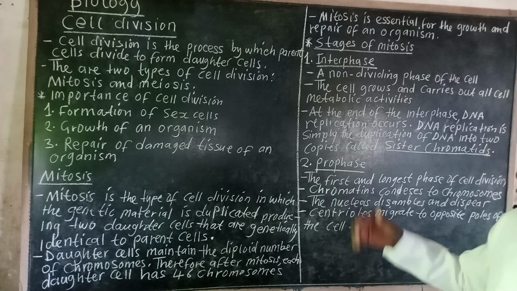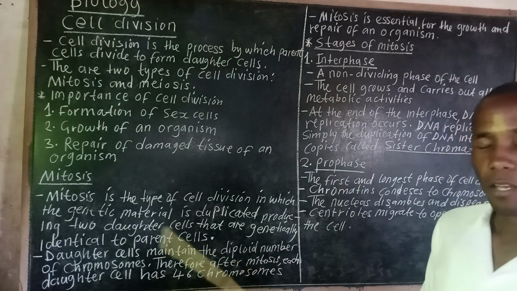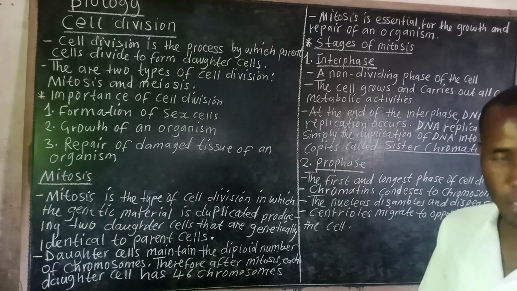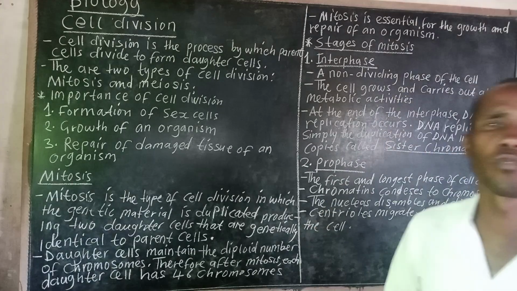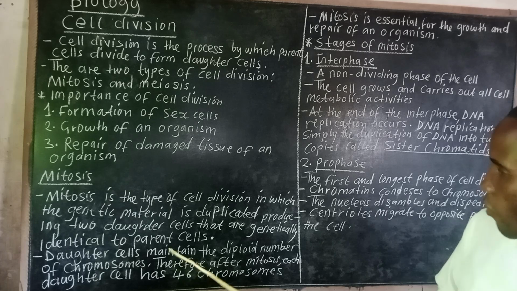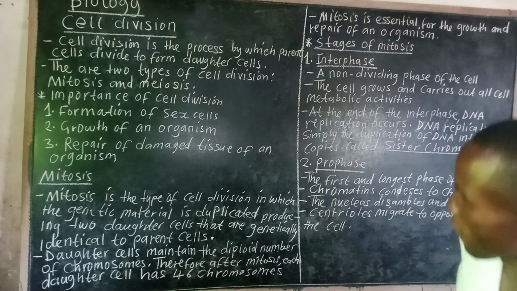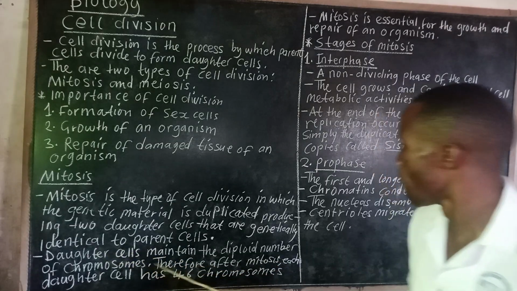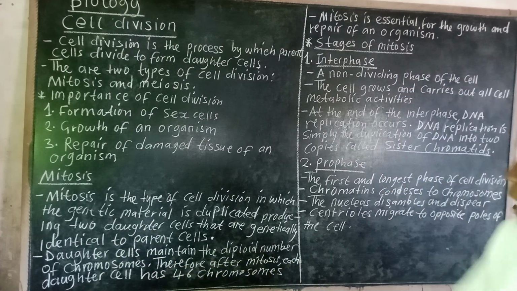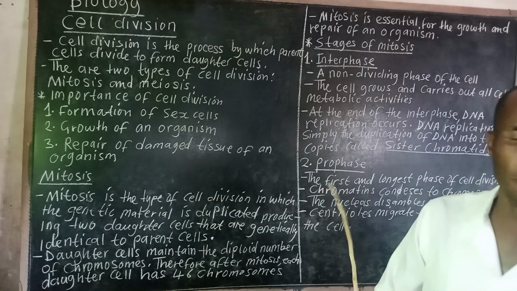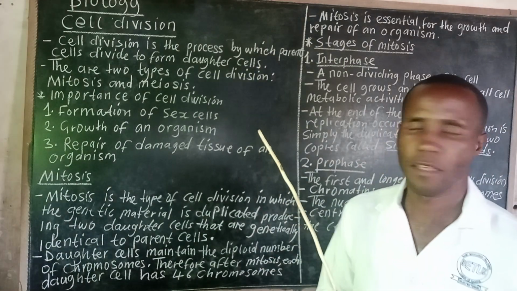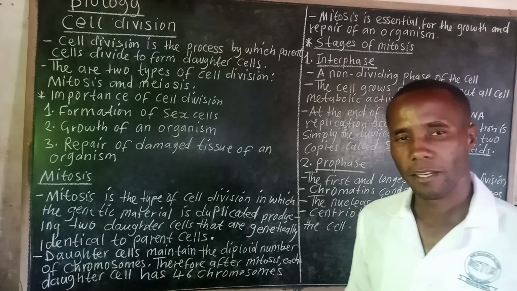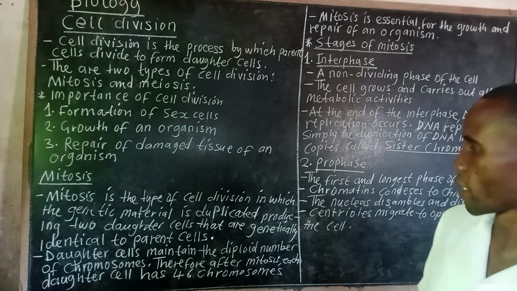Meaning, after this division, the daughter cells that are going to be produced will be genetically identical to the parent cells. Okay, that is mitosis. Then point 2, we are saying daughter cells maintain the diploid number of chromosomes. When we say diploid number of chromosomes, that is 46. That is the diploid number, 46.